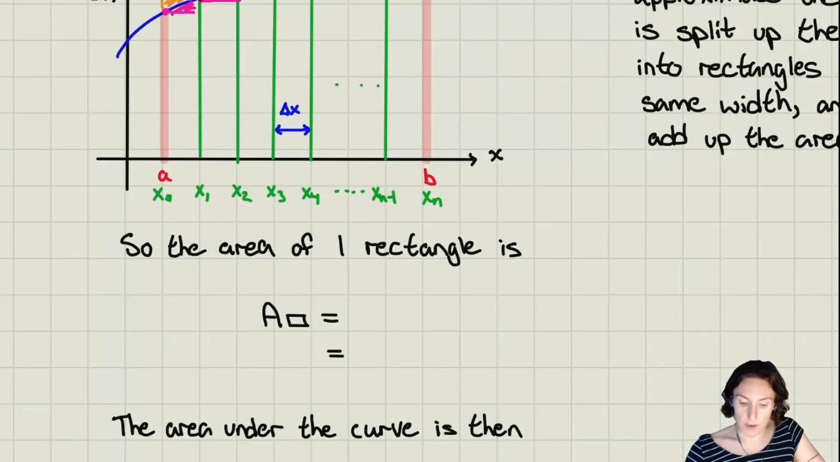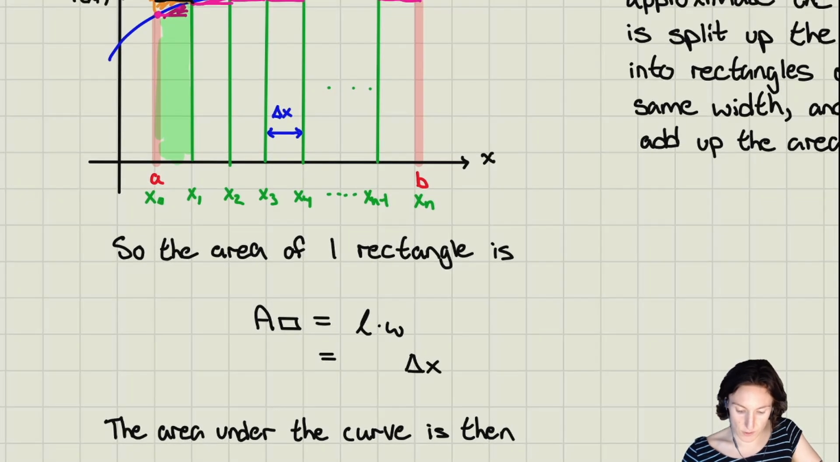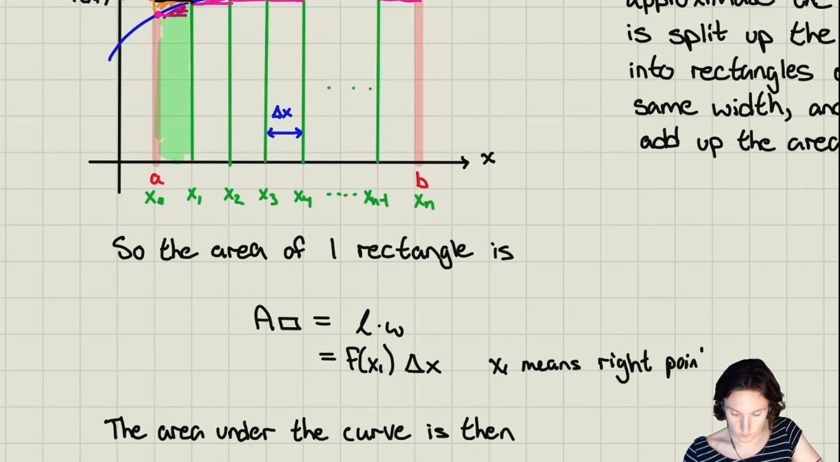So the area of one of these, let's say this first one here, is going to be length times width. My width is my delta x, and my height corresponds to f of x1, where the x1 just means that I'm at my first rectangle. x1 means right point at first rectangle.